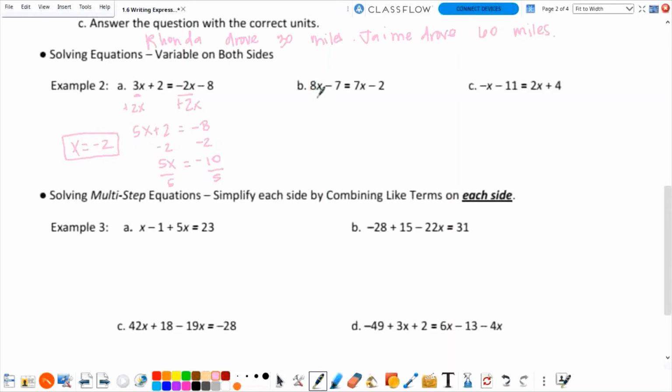Right, then we've got 8x minus 7 equals 7x minus 2. Once again, a variable on both sides. So let's start by subtracting 7x from both sides to combine those like terms. So then we're left with x minus 7 equals -2. So since this x is already by itself, all we have to do is add 7. -2 plus 7. Okay, be careful with your signs here. x is going to equal 5.